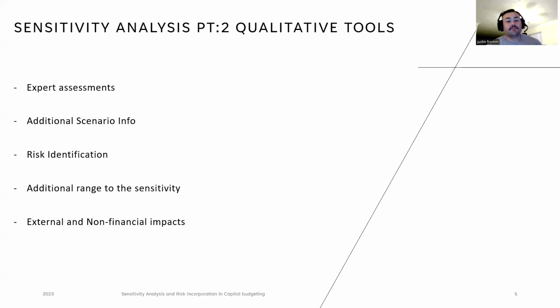Now we're going to move into some qualitative tools. So this is the quality portion. Qualitative tools, expert assessments. When missing historical data, having experience from an expert provides valuable input when assessing different factors and their impacts. Additional scenario info. Outside of quantitative changes, it's important to identify reasons behind each scenario choice, which gives context to and clarity to decision makers and people that hold stake in the company.